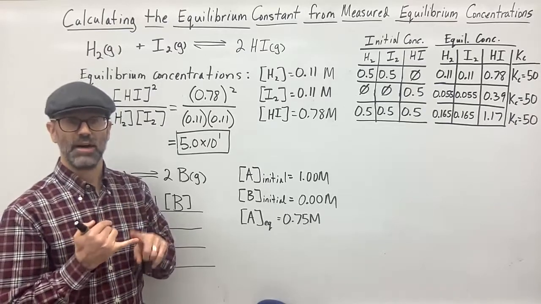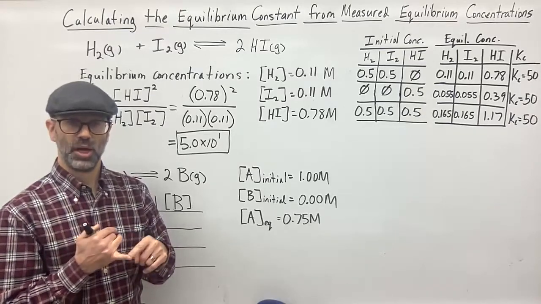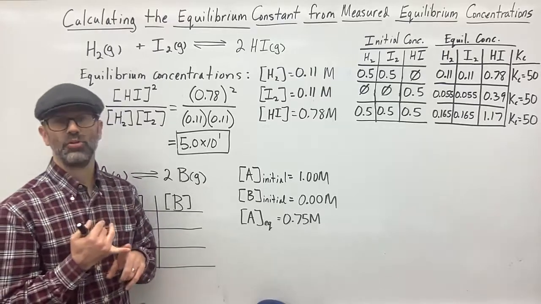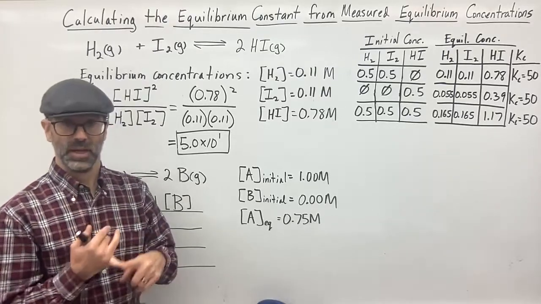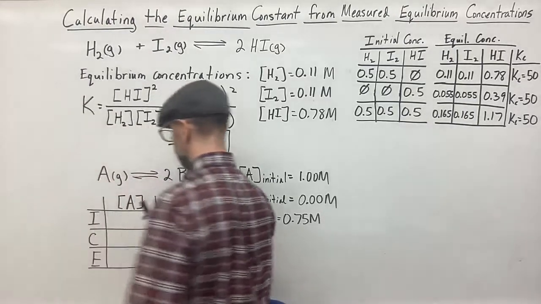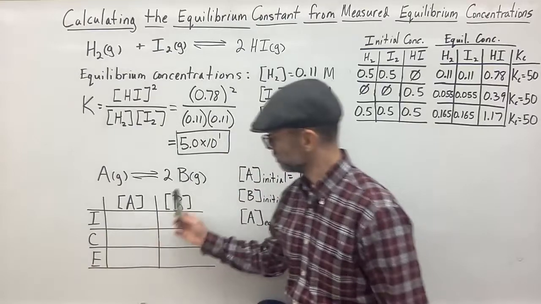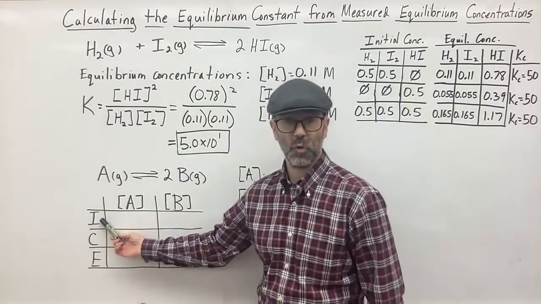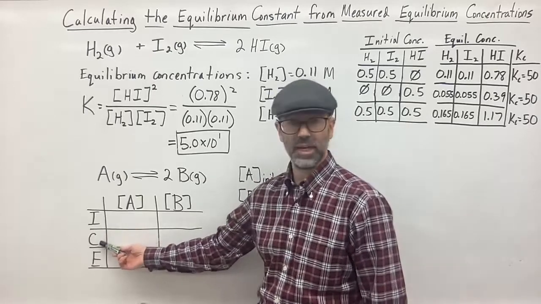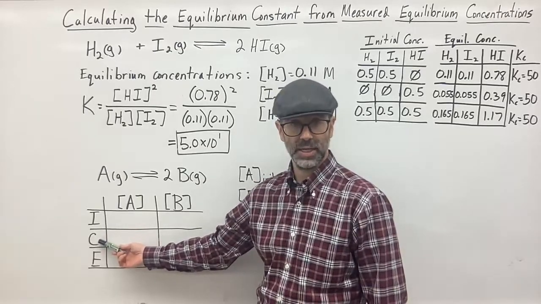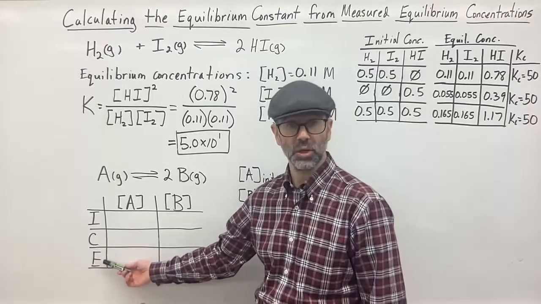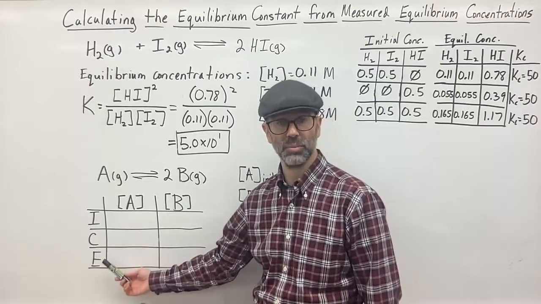So as long as you have those two things, you should be able to solve the problem. And the way you solve the problem is using what is called an ICE table. And here is my ICE table. So in my ICE table, I stands for initial concentrations, C stands for the change in the concentration, and E stands for the equilibrium, the concentration at equilibrium.